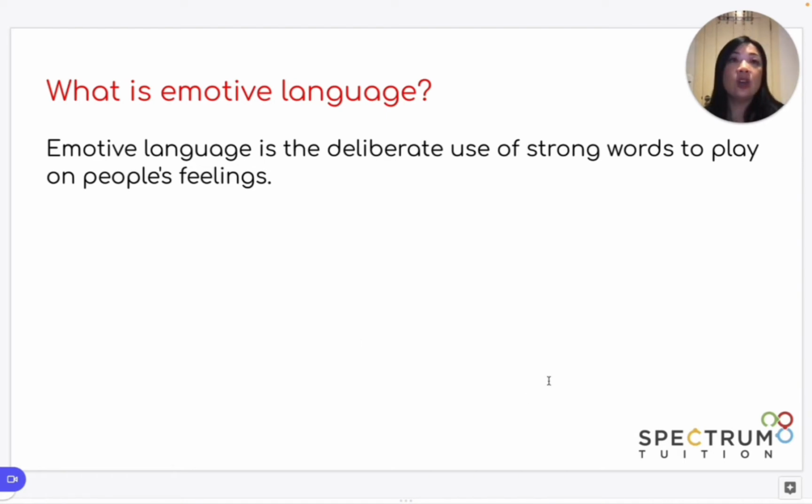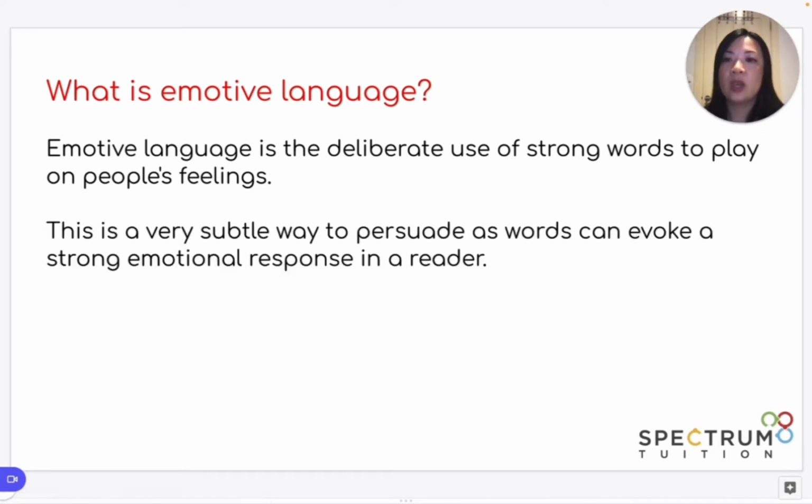So, sometimes you find that you're getting persuaded by something and you don't quite know why. It's the language that's being used, right? And it doesn't even sound like they're being overly persuasive either, which is what news articles do really, really well at. And what Zach did. Okay, he used emotive language to put his point across. So this is a very subtle way to persuade, as words can evoke a strong emotional response in a reader.